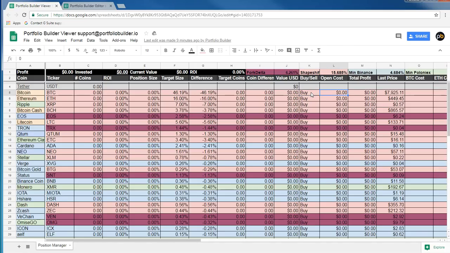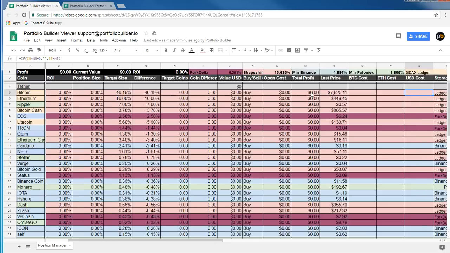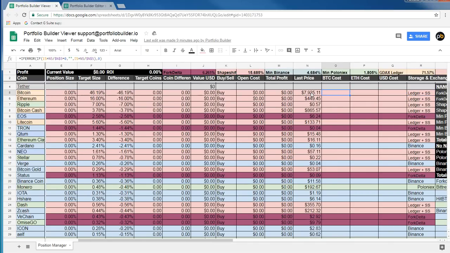The open cost is what you've paid to date for the coins that are still open. So you haven't sold them yet. Total profit is the total profit generated from that coin, considering all open profits and closed profits. Last price is, again, the last price. And then this is going to tell you what the value is in Bitcoin, Ethereum, or USDT to balance the portfolio. So either it'll tell you have too much or too little of that coin and tell you what that value is worth in Bitcoin, Ethereum, and USD.